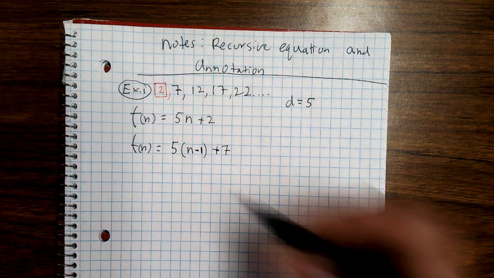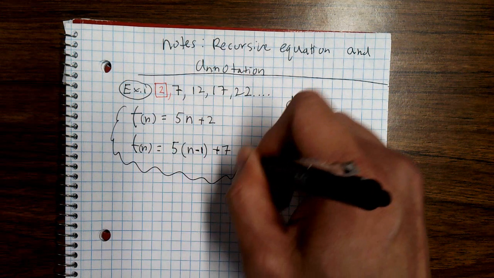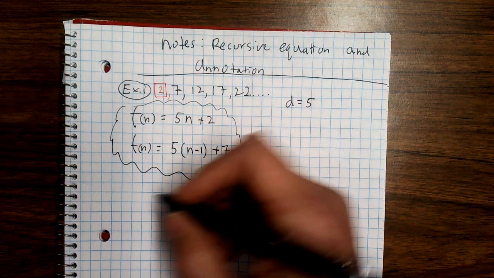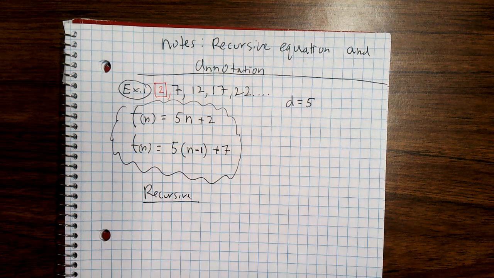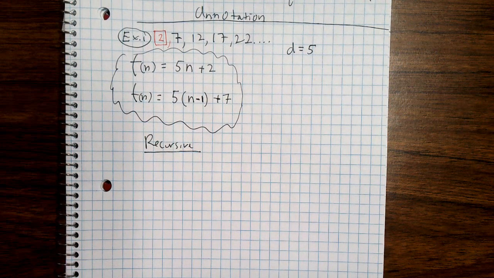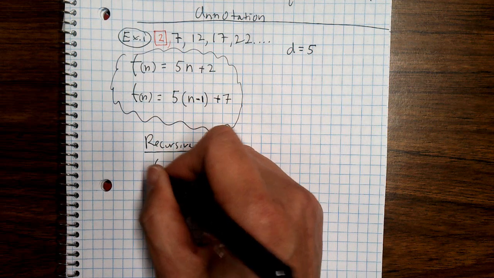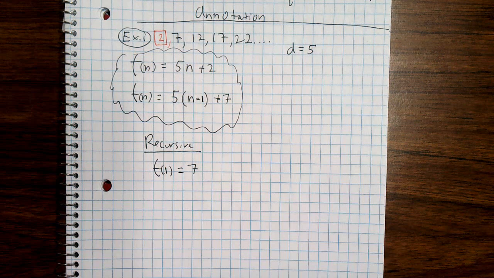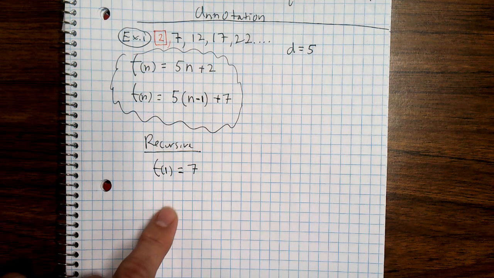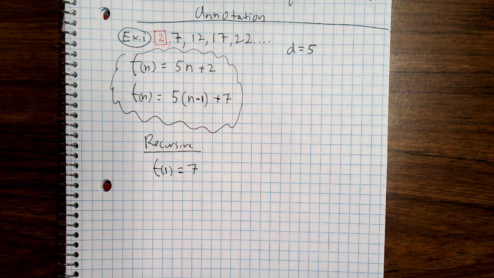So let's go ahead and bubble this in real fast. How do you write the recursive? For your recursive, they always want you to start off with your first term. We already know what the first term is. The first term is equal to 7. Since they already give you the first term, they want you to be able to see what the second term is.